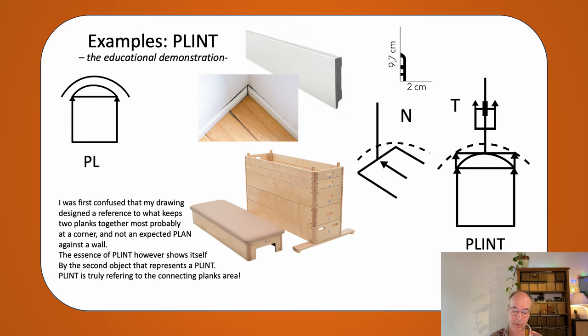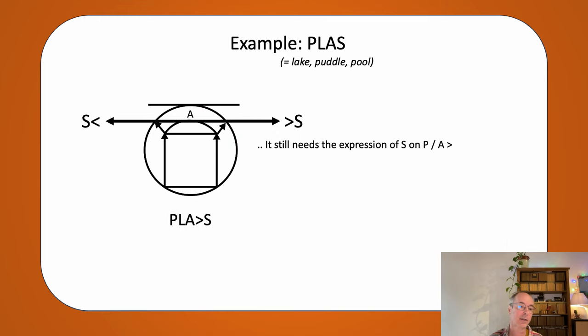Let's go to the next word, plas. Plas is a Dutch word. It means lake, puddle, pool. So here also there's a difficulty with the S. I have the P, the L, and the A. And it has to go to the S. The S is at the side, it's at the borders, it's at the maximum that you can reach with it.